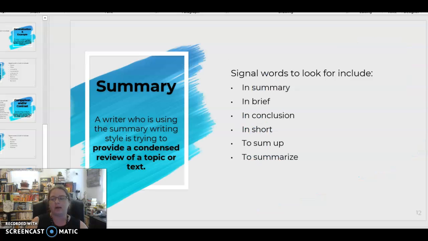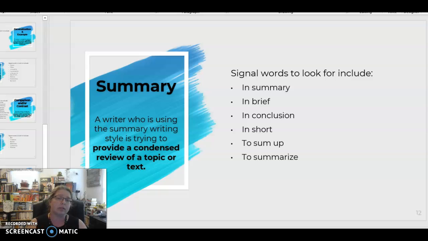And then finally, you might find that some authors use a summary pattern where they are trying to provide a brief or condensed review of another topic that is generally more detailed or in-depth. And you can look for signal words like in summary, in conclusion, to summarize. Those would all indicate that the author is using this pattern.